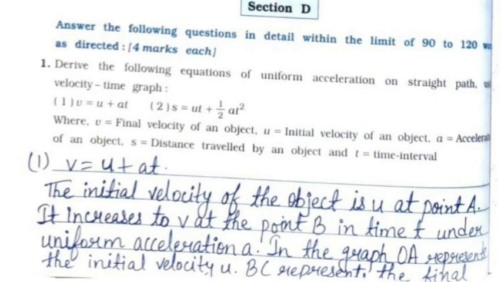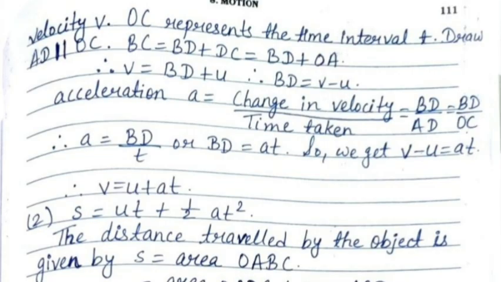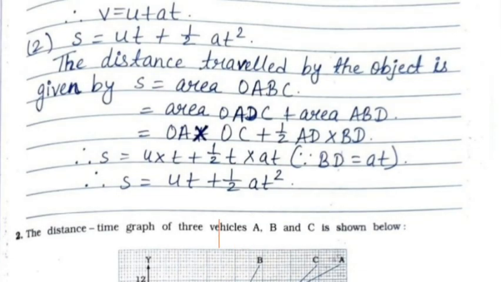Now section D, answer the following questions in detail. First one is, derive the following equations of uniform accelerated motion on a straight path using the velocity time graph. First one is v equals u plus at. Second is s equals ut plus half at square. So you can see the answer which is given for both the first one and the second one. We have derived the formula very clearly. So you can see and complete it in your workbook.